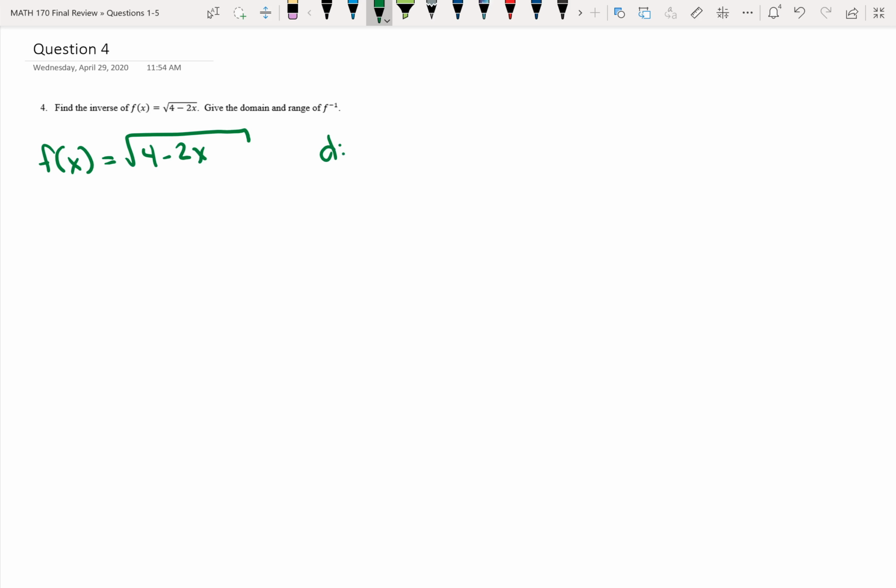And its domain, we're going to start off by doing the domain of the original function. And we know because it's a square root that the number inside cannot be less than 0. So we want this to be greater than or equal to 0. So we solve this inequality. I'm going to add 2x to both sides. Get 4 is greater than or equal to 2x, which means that x has to be less than or equal to 2. So I'm going to rewrite this. x has to be less than or equal to 2.